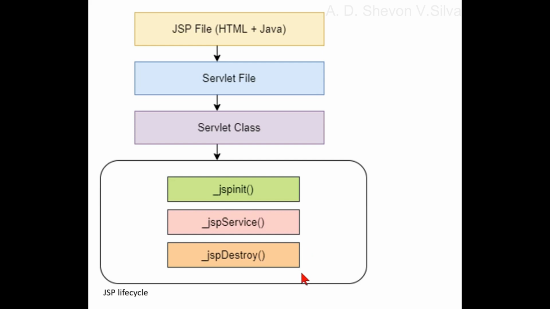Destroy. The last phase of the JSP lifecycle is destroy. The JSP class is unloaded or removed from the container in this phase. It is done when the application is undeployed or when the server is down. This is done using the jspDestroy method and can be overridden.